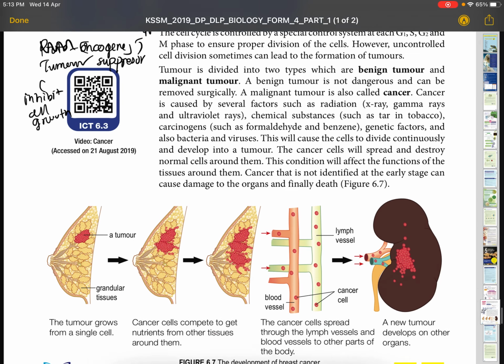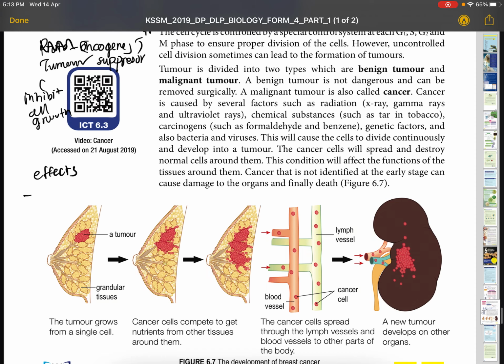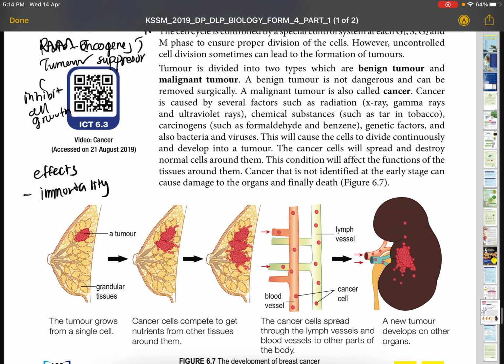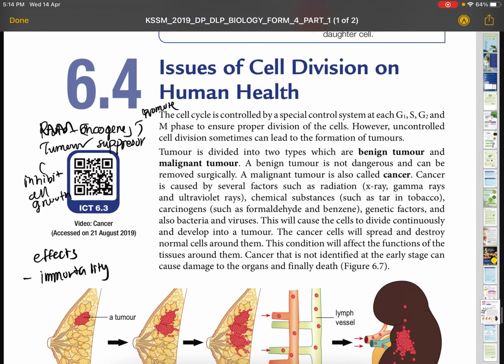Okay, I'm looking at the UEC book again. So the main effects of cancer cells: number one, immortality. That means the cancer cell cannot die. Normally in a cell, if a cell mutates or goes wrong, it will be told to kill itself. So that means no bad cells will stay alive. But in cancer cells, that doesn't happen. So the cells don't die. So they are immortal.